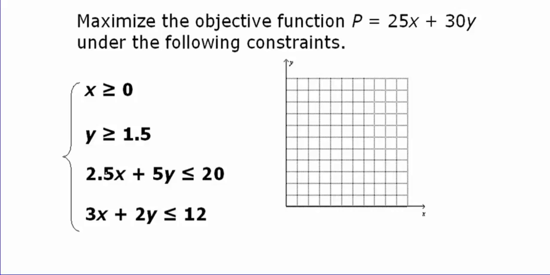So I'm going to start by finding intercepts. So I'm going to start with this one right here. I know that if x is 0, then y would be 4. I know that if y is 0, then x would have to be 8. Okay? I need these values to be able to label things accurately. Okay, so here we go, 3x plus 2y. That means if x is 0, y is 6. And if y is 0, then x would be 4.